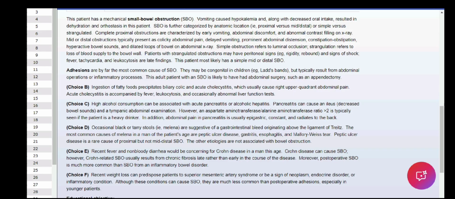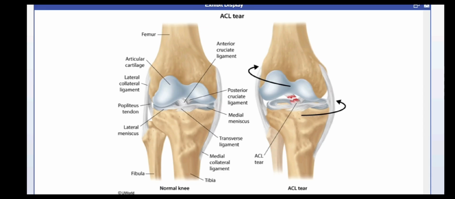We talked about them previously: fever, Crohn's, weight loss, fatty foods, etc. All that is related to internal medicine, not surgical problems. Okay, very important problems in the athlete.